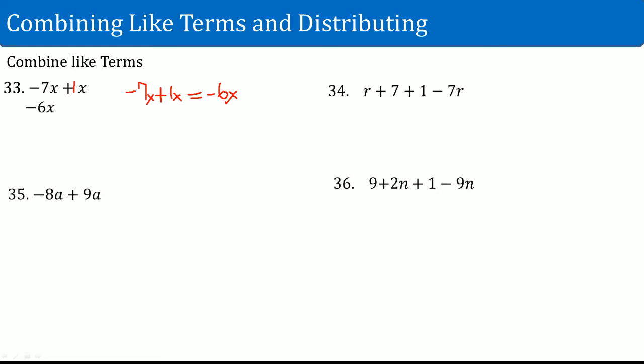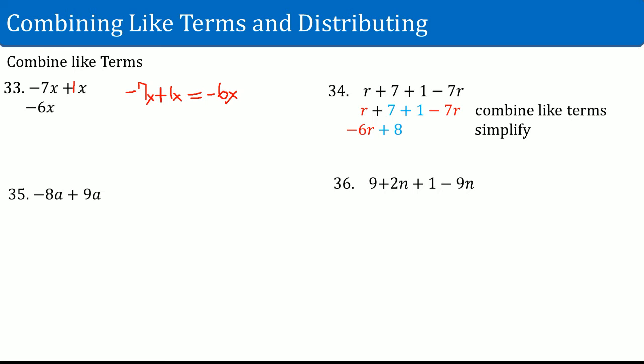Number 34. You have r plus 7 plus 1 minus 7r. Please understand that what is in red are like terms. So the r and the minus 7r are like terms. So together they become negative 6r. 7 plus 1, which is in blue, just becomes 8. That's how it looks after you simplify and combine the like terms.